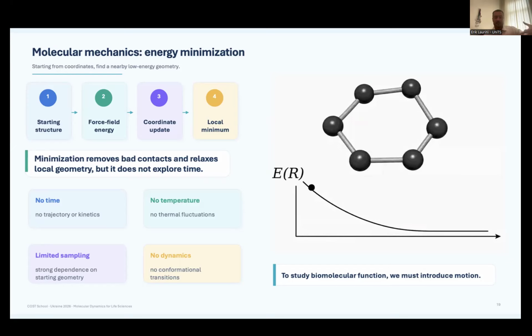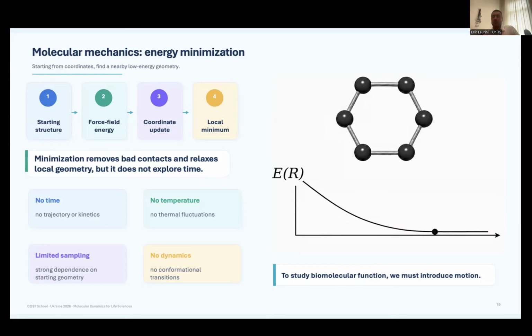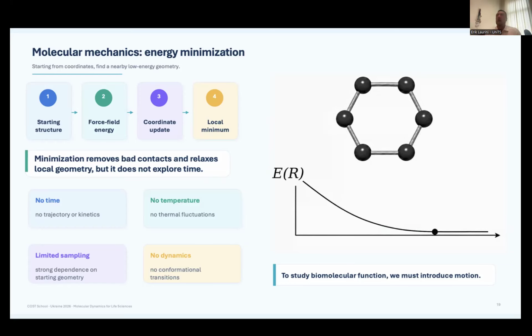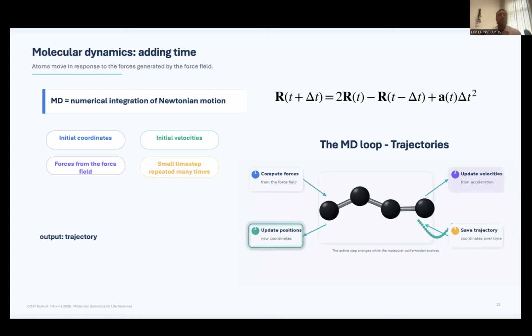We have no dynamics. To study biomolecular function, we must introduce motion. We must introduce a kinetic effect in which we move atoms, and we must introduce the concept of molecular dynamics. In molecular dynamics, we add time to our molecular system. Atoms will move in response to the forces generated by the force field, and will move by external forces, for example, the temperature parameter.